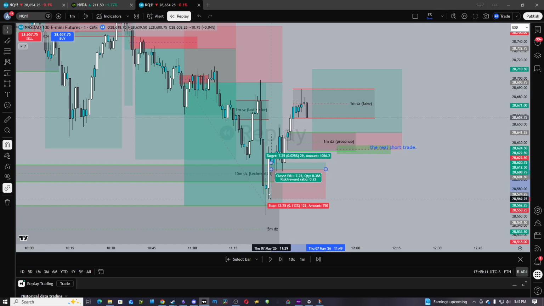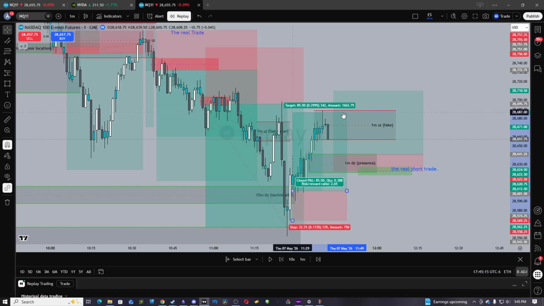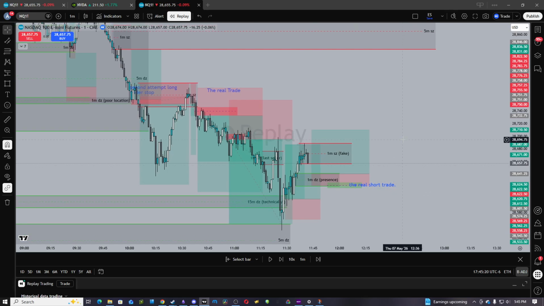Very safe as this one. But again, I'm on an XFA, so I'm playing very conservatively. Boom, missed an 80-point trade, and yeah, it was sad.